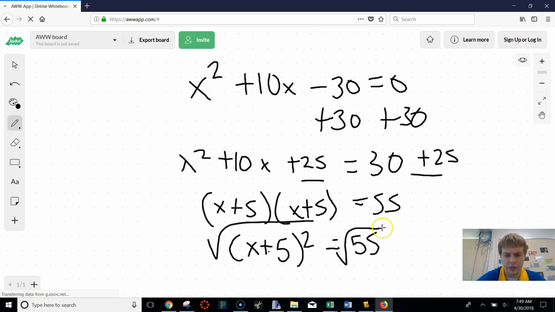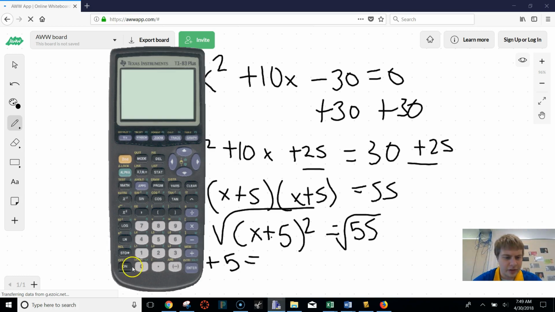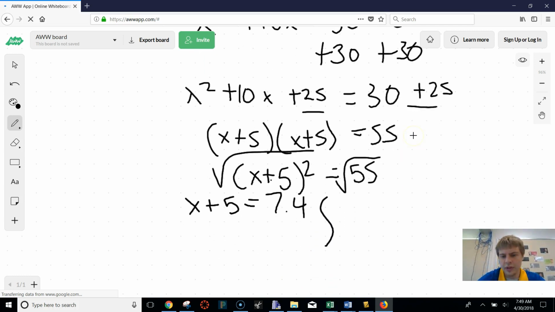Then we'll take the square root of both sides, and when we do that, we're going to get x plus 5 equals, and then I don't know what the square root of 55 is off the top of my head, so again we'll take out the old trusty calculator, take the square root of 55, so that's about 7.4. So we're going to get 7.4, and this other side will be our negative 7.4.